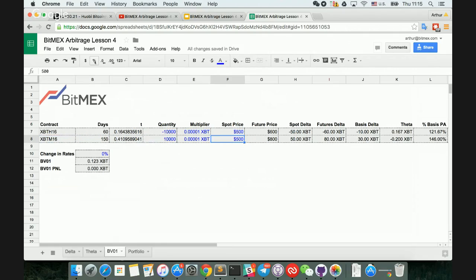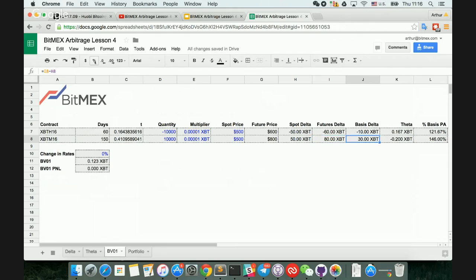So here we have a delta neutral portfolio. Remember, the spot delta sums to 0. And we're short something with a lower basis than what we're long. So in effect, what we want to happen is we want the percentage basis of the H16 to go down and the percentage basis of the longer dated to go up.